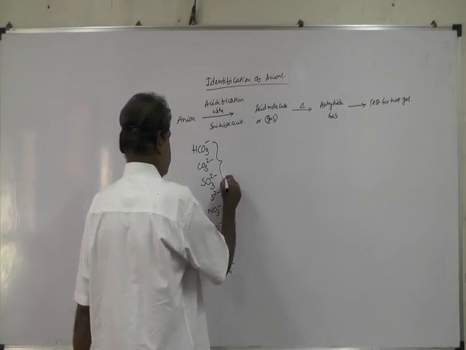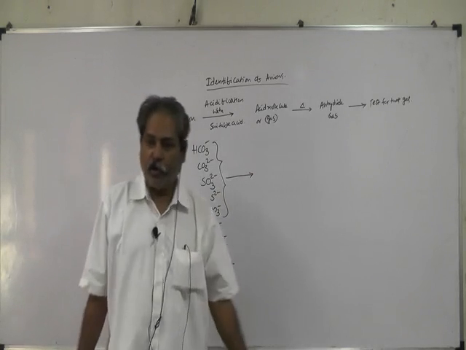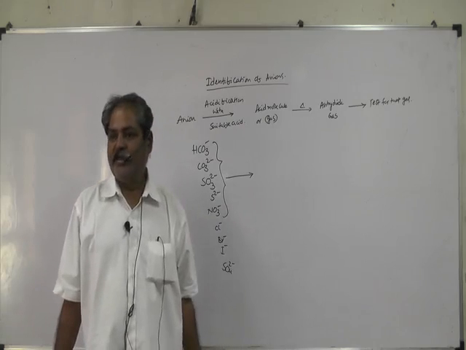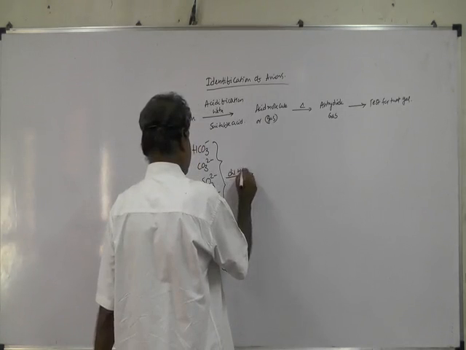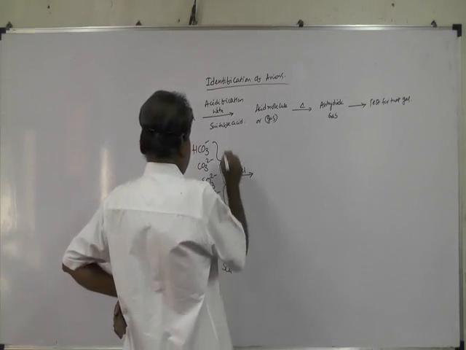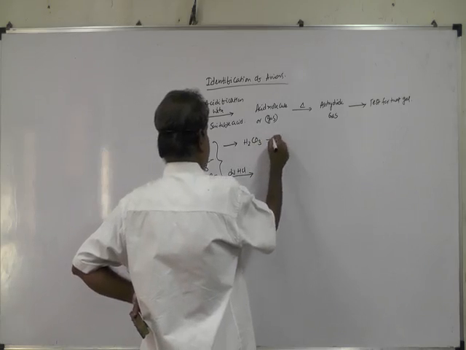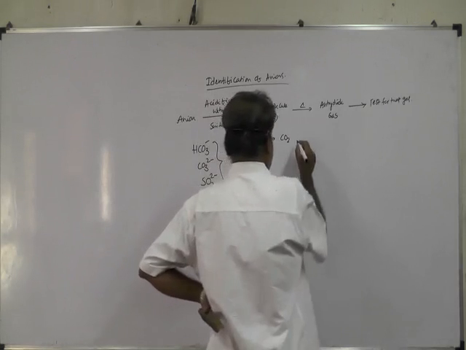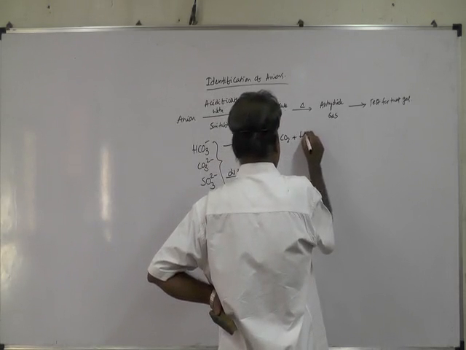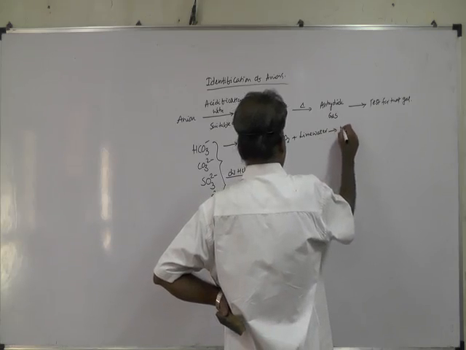Which acid is suitable for them? Stronger than all of them. HCl. You add dilute HCl, which produces H plus. What is it? You get H2CO3. On heating, you get CO2. CO2 with lime water gives a milky white precipitate.